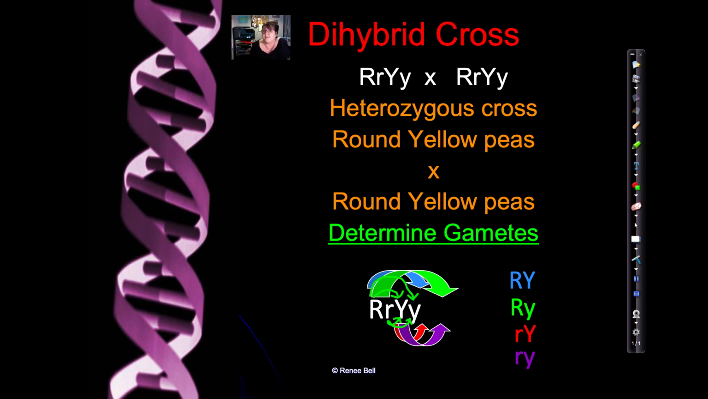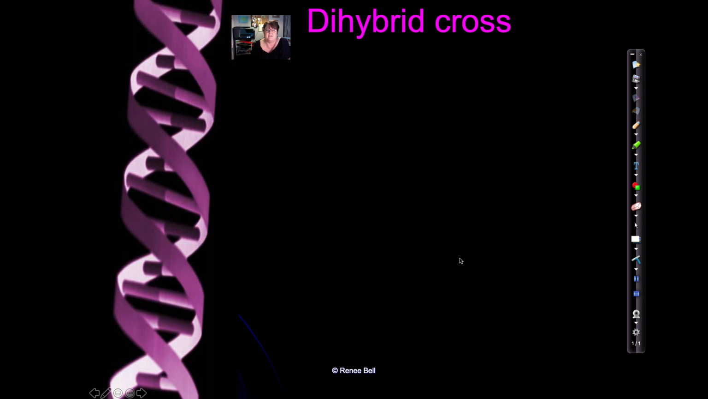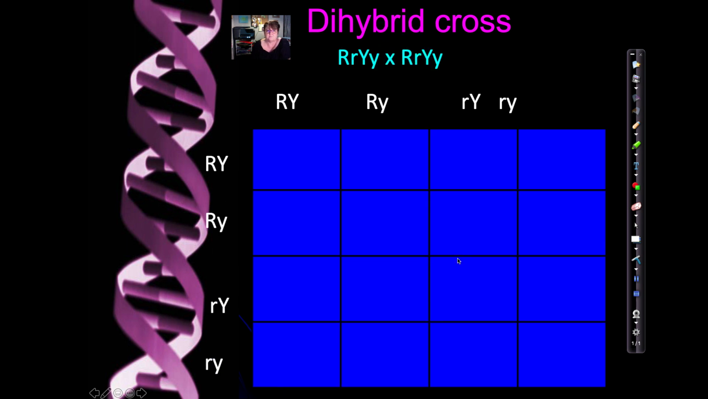Okay, so now that we have our gametes, we're going to go ahead and make our 16 square. Now remember, our parents are the same, so you're going to have these gametes on one side of your 16 square and these on the top of your 16 square. Should look something like this. Okay, just like before, we're going to fill in our squares, all right? So if we put big R here and big Y, it should look like this, right?